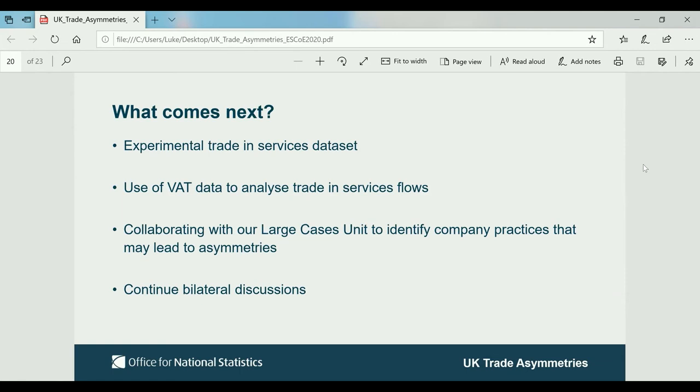We're also linking up with a team that we have here called the Large Cases Unit to identify some of the company practices that may lead to asymmetries. Now, I recognize when I read that back, that maybe sounds a little bit sinister when I say identify company practices. We're not auditing in that sinister way. Really, the Large Cases Unit are looking to help company accountants understand how we measure trade in the hope that they can understand better what we're looking for and we get better survey data.